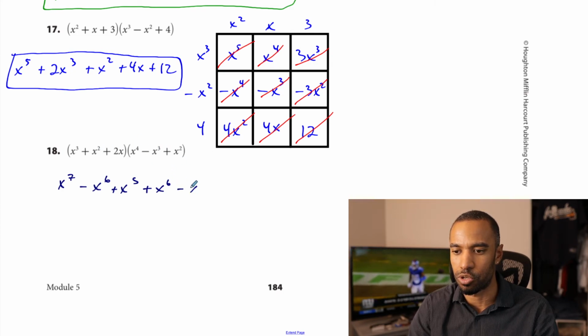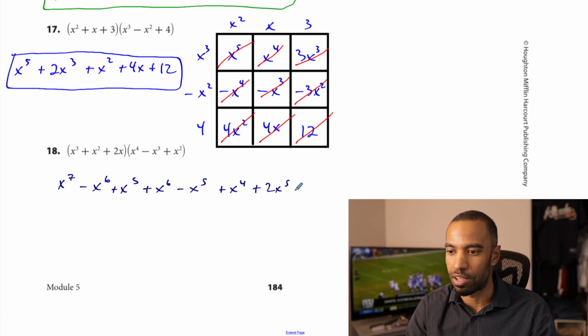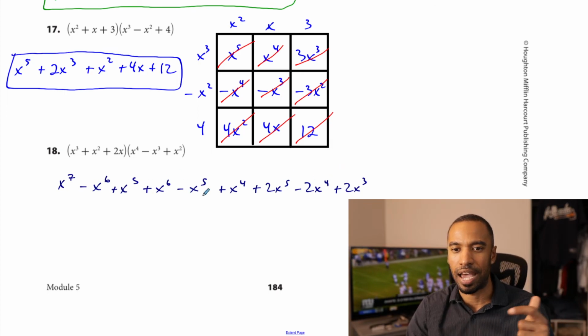X squared times negative x cubed is negative x to the fifth. X squared times x squared is x to the fourth. 2x times x to the fourth is 2x to the fifth. 2x times negative x cubed is negative 2x to the fourth. 2x times x squared is 2x cubed. So there's my expansion of those 9 terms there.